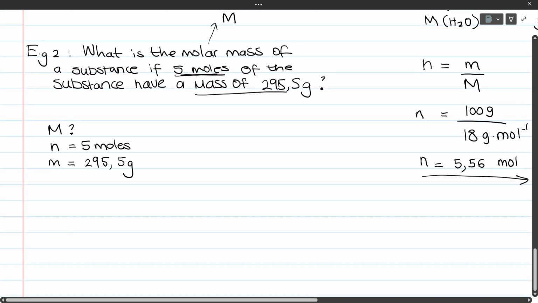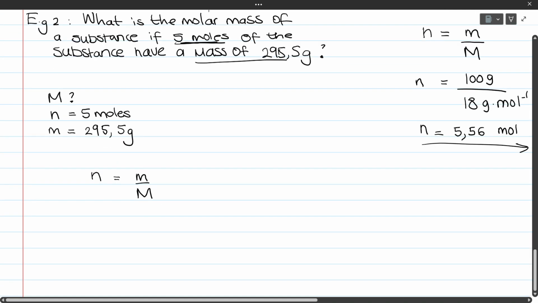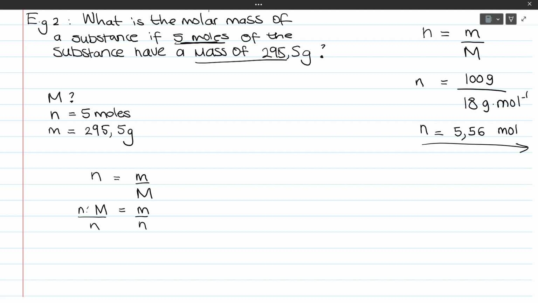Alright, so we go to our equation, which is n equals small m over capital M. As I told you, we need to be able to always change it, because now we're solving for big M. So if we rearrange, we get n times capital M equals small m, and then we need to divide by n on both sides. So we get big M is equal to this.